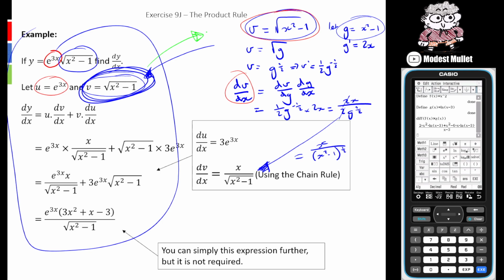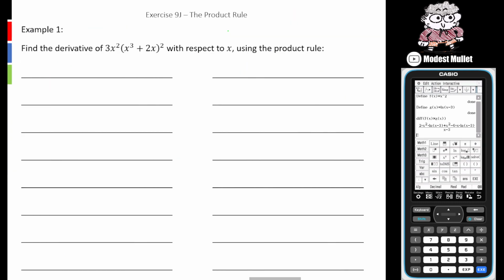So being really consistent with your notation, and being really clear with what variables you're picking, especially once you come over here and do the chain rule, will be really helpful.